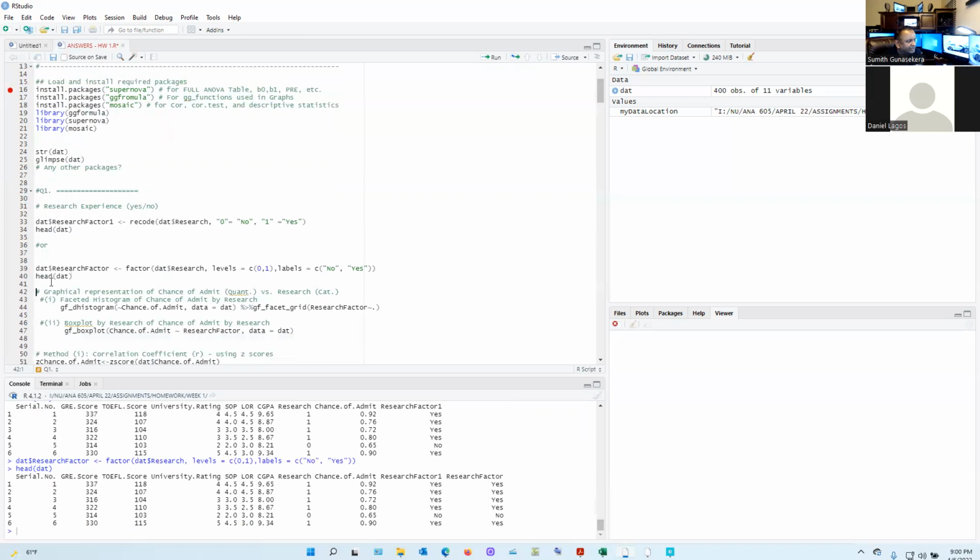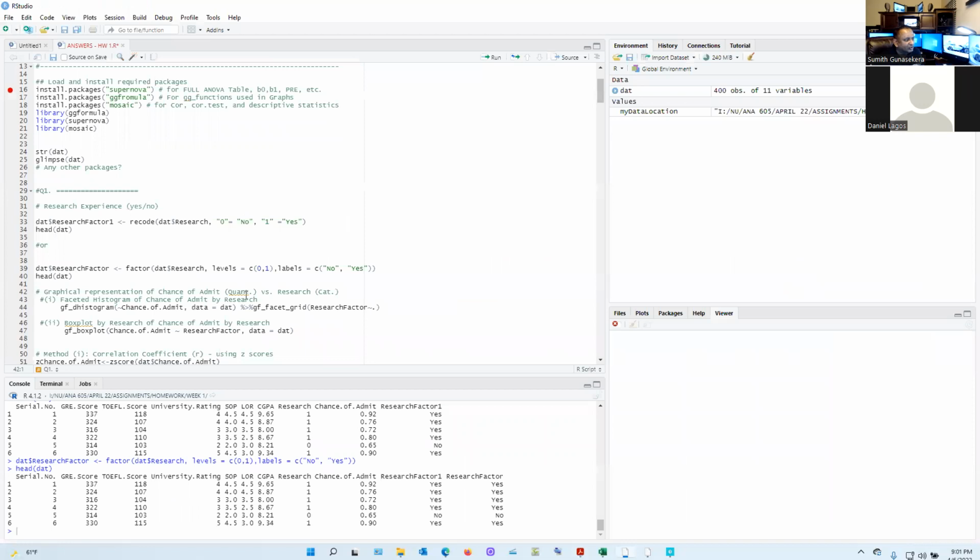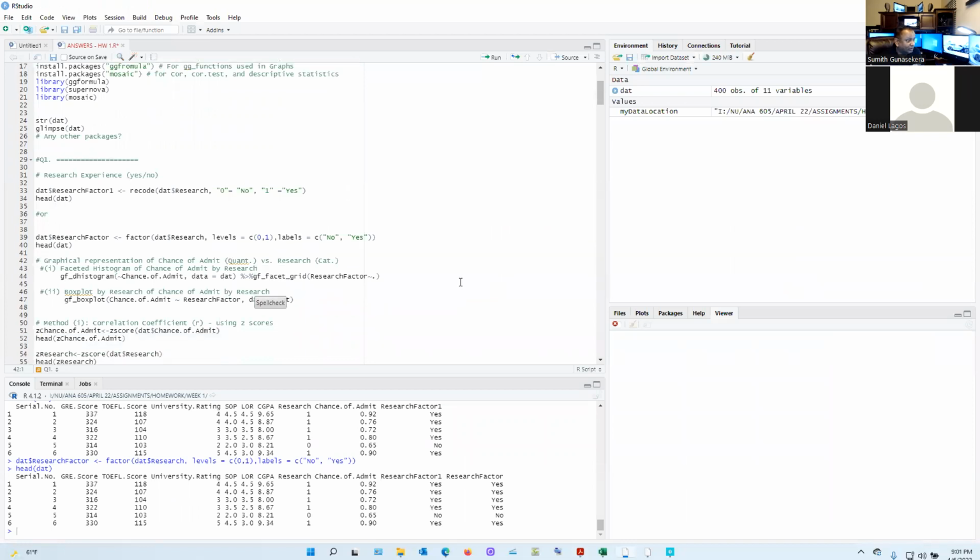Okay, then a little bit of graphical representation of chance of admit versus research. So these are the few things that they're going to research: undergraduate GPA, GRE, TOEFL. Okay, research experience, say chance of admit versus research experience. Chance of admit versus undergraduate GPA, this one versus GRE, this one versus TOEFL. Okay, GPA, GRE, TOEFL, and research experience. Let's have a look at it if you want. The graphical representation of chance of admit versus research: quantitative to categorical.